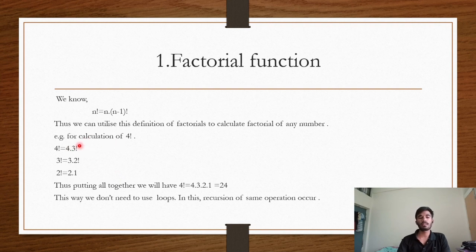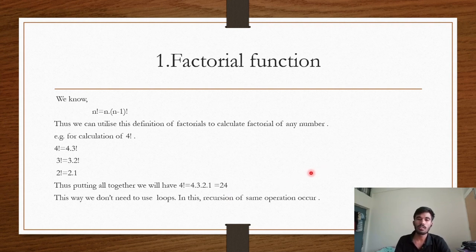Let's take an example, 4 factorial. 4 factorial can be written as 4 into 3 factorial, and all these calculations will be done by the computer, by our IDE. 3 factorial is 3 into 2 factorial, and 2 factorial is 2 into 1 factorial. Putting all these together, 4 factorial is 4 into 3 into 2 into 1, that is 24. In this way we don't require any loops to run, which makes it very simple to form the factorial function.